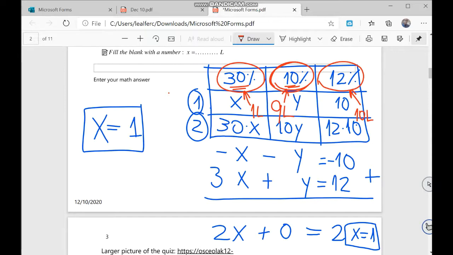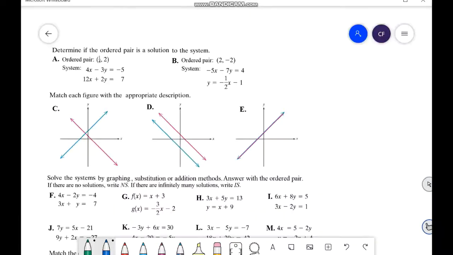This is the first question. Let's move to the quiz. I want to go over all the questions with you, so to make sure that you'll be able to answer everything tomorrow. The answer for the first question is x equals 1. And let's move now to the next part, to the quiz.